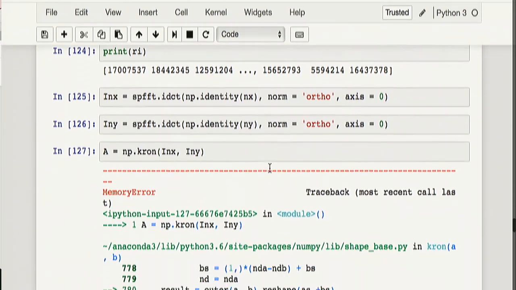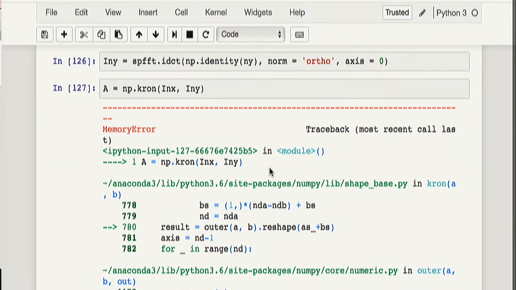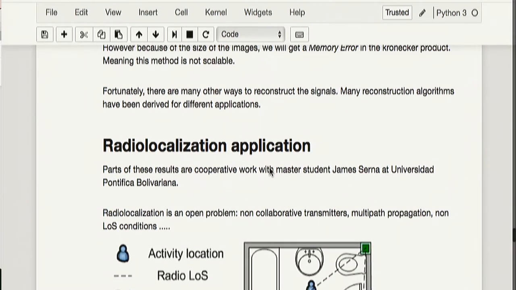The problem is, you can get a memory error really fast because the original image was extremely heavy. So, fortunately, there have been a lot of studies and a lot of research in finding algorithms that solve in a very efficient way the linear programming, the minimization of the L1 norm of the signal that I showed you before.